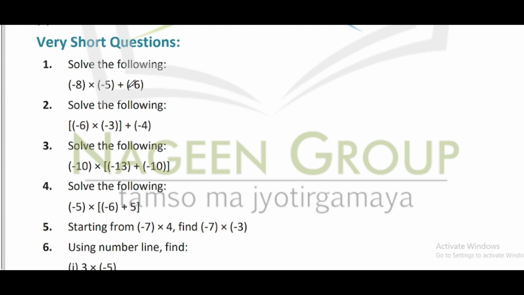Very short question. The first part is: solve the following. Given that minus 8 multiply with minus 5 add with minus 6. Let's see.